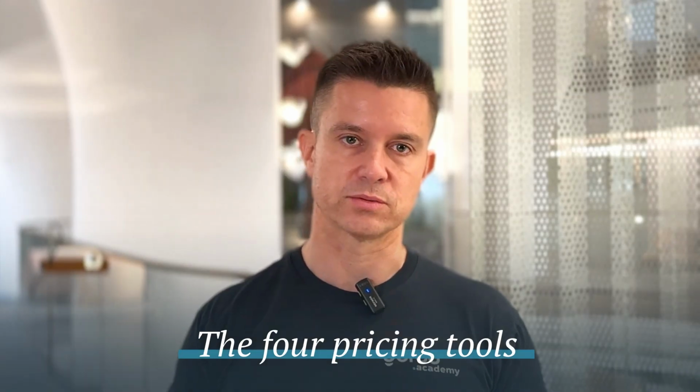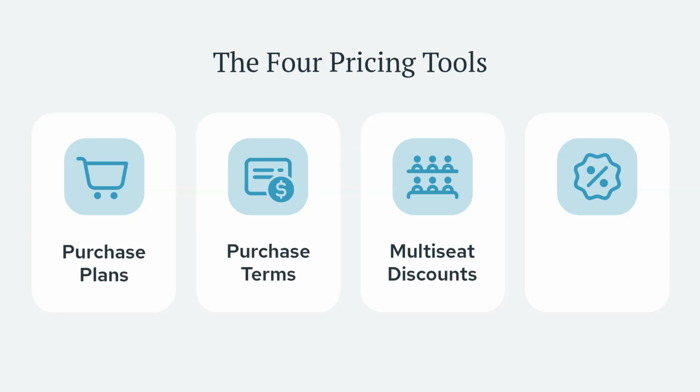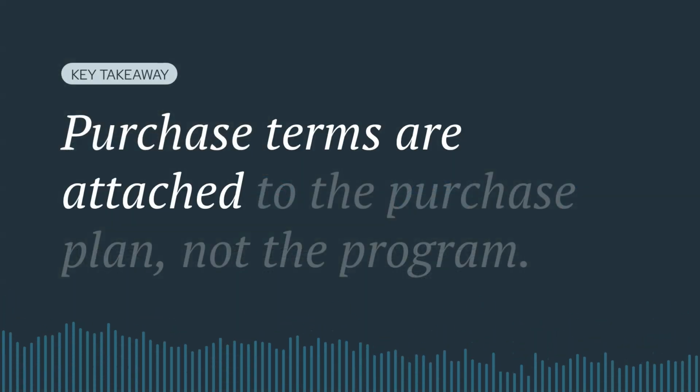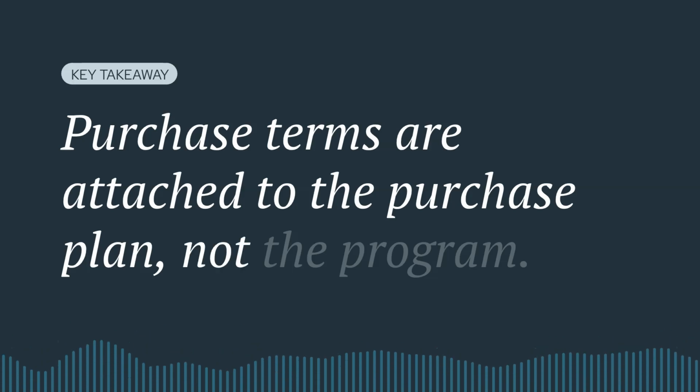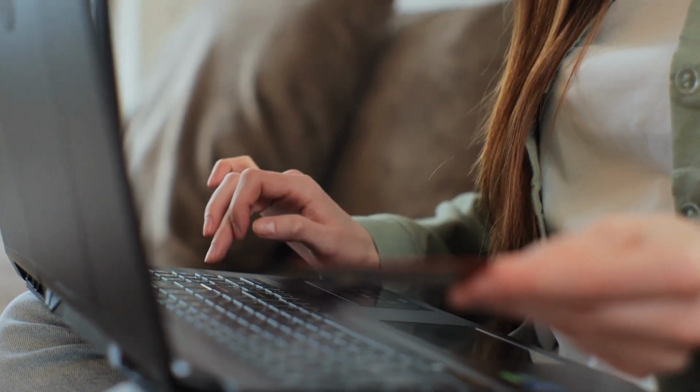The 4 pricing tools. Guroo Academy gives you 4 tools to manage how your customers buy: purchase plans, purchase terms, multi-seat discounts, and discount codes. The most important thing to understand is that purchase terms are attached to the purchase plan, not the program. That means different buyers can have different rules depending on what they paid. This allows you to exchange conditions for value.